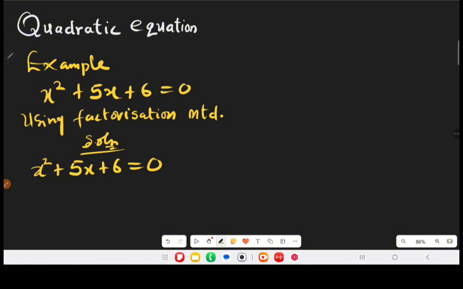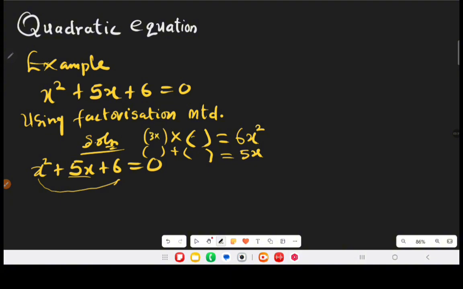In this case, what we do, we look for two numbers. We can use brackets times brackets equal to, we multiply x squared times 6, which gives us 6x squared. Then we look for another two numbers. When we add these two numbers, it will give us the coefficient of x, which is 5x. And what are these two numbers? We have 3x times 2x will give us 6x squared. And we have 3x plus 2x will give us 5x.